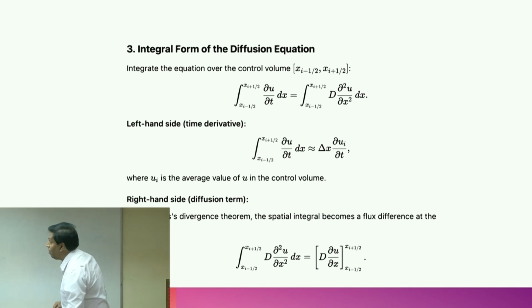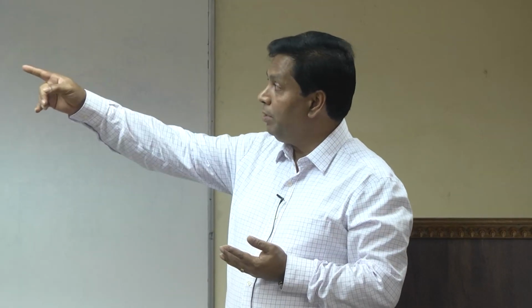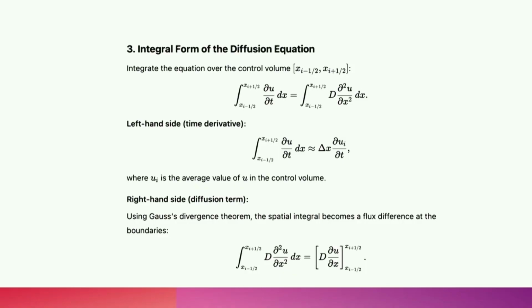Now, the third one: the integral form of the diffusion equation. What is the integral form of the diffusion equation? If we integrate from one face to the next face, that is, from x_{i-1/2} to x_{i+1/2}, on the left side and the right side, so both sides we just integrate.